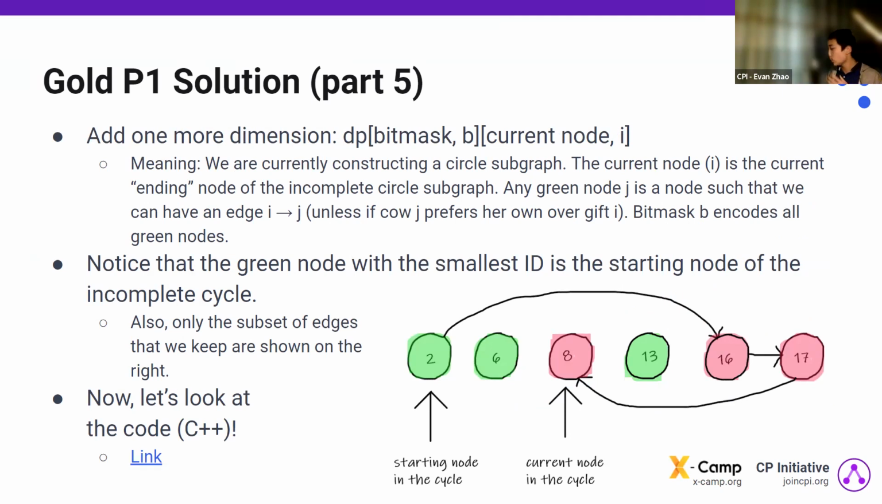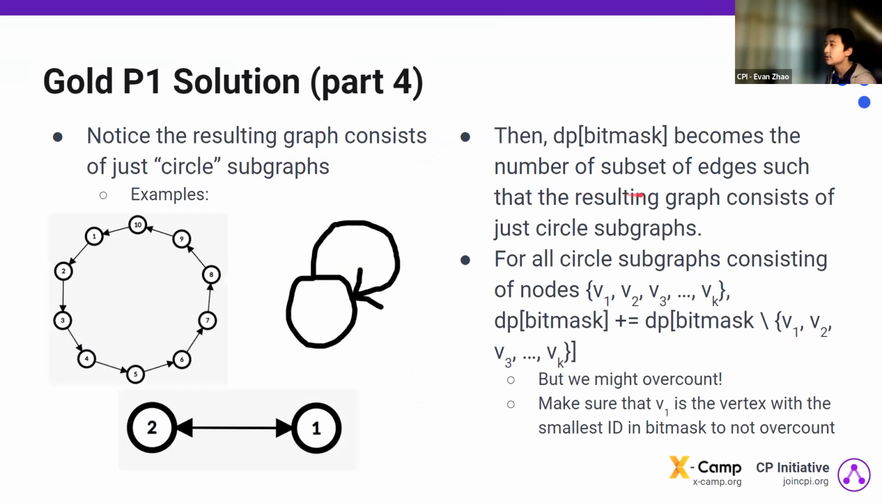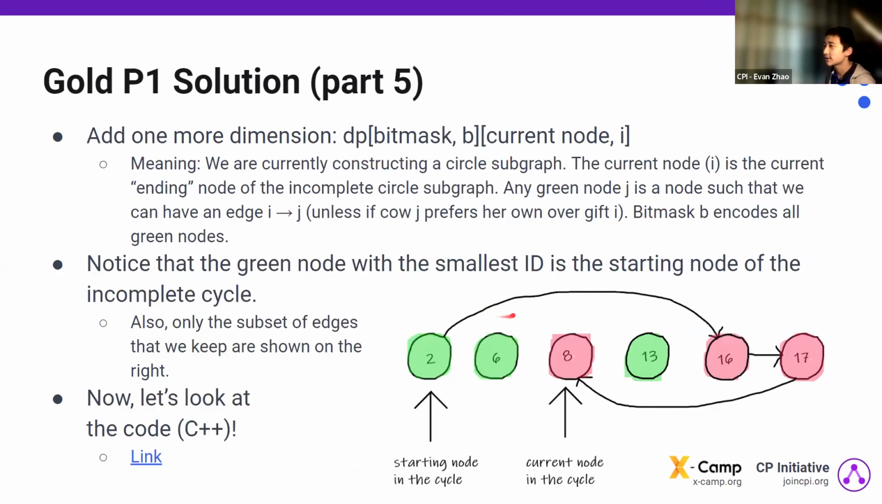So let's add one more dimension to this DP array. Instead of dp bitmask, we will add another dimension. We'll call this current node or I. And for bitmask, we'll just use B. What this means is that, remember, we're trying to find how many subsets of edges result in just circle subgraphs. Well, we will construct a circle subgraph. So we're currently constructing a circle subgraph. The current node I is the current ending node of the incomplete circle subgraph.